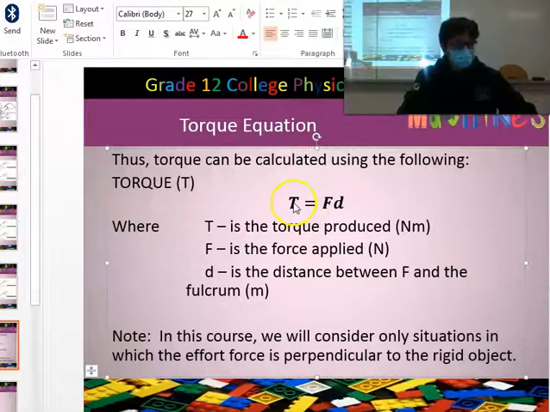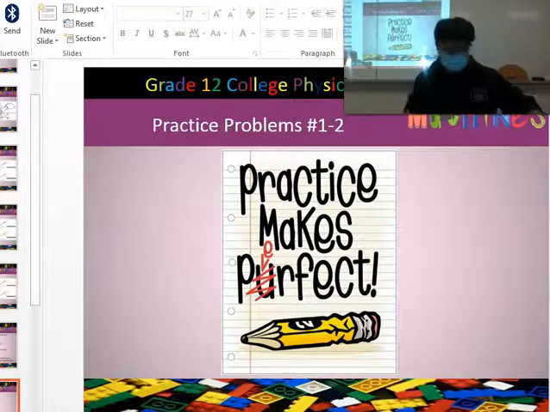Now the unit of force is newtons, multiplied by the unit of distance in meters. Torque doesn't have a special unit all on its own. We simply say newton meters for the units of torque. All right, so let's try some practice problems with this equation.